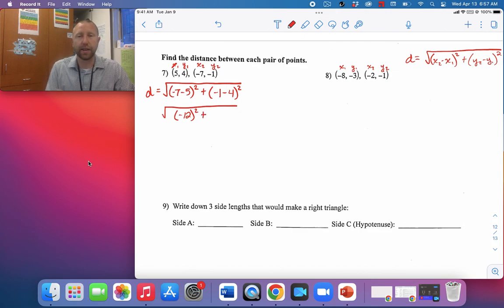Plus negative 1 minus 4. Well, negative 1 minus 4 is negative 5. I'm more negative, just like I was for the x's. And that amount's being squared. Okay? Be careful with this. We talked about this in class.